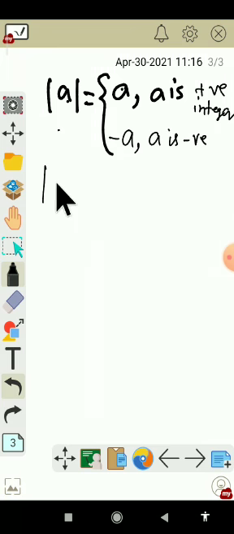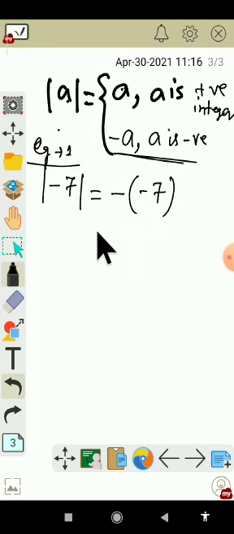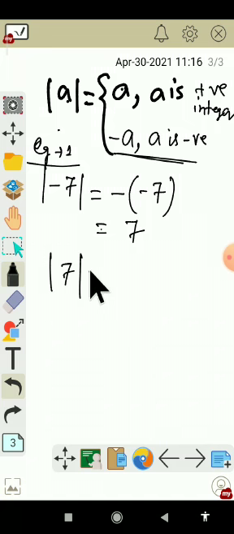So now, an example. If you put -7, then which one do we have to take? We have to take minus of -7, this definition, and this will give +7. If you put +7, we have to take the first one. When a is a positive integer, we write only the integer. If it is a negative integer, we write one minus sign first, then the negative integer. This way we will get the modulus value.